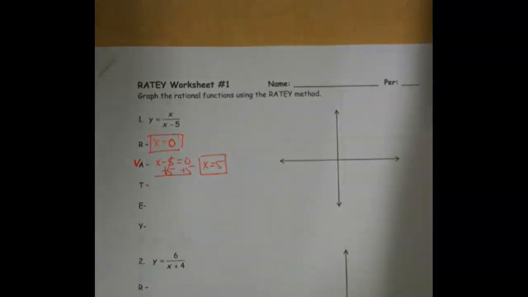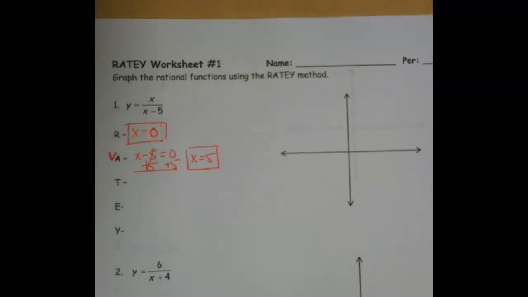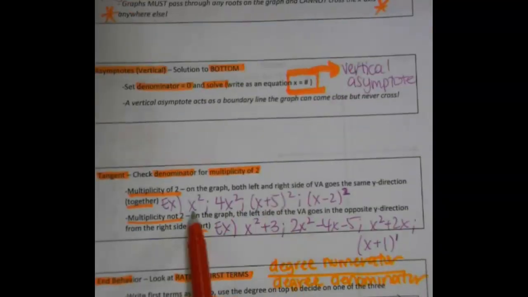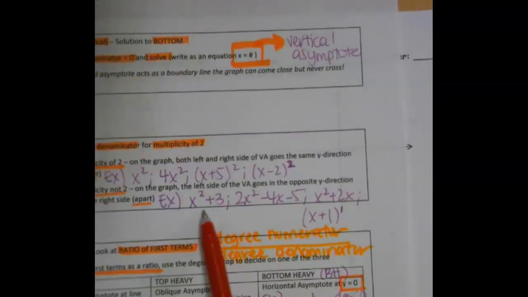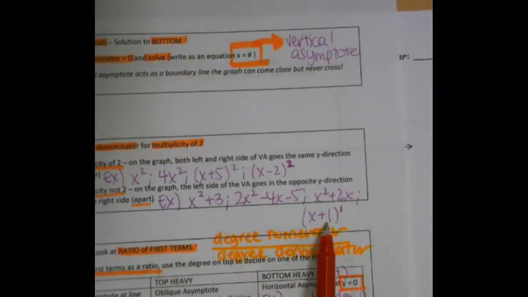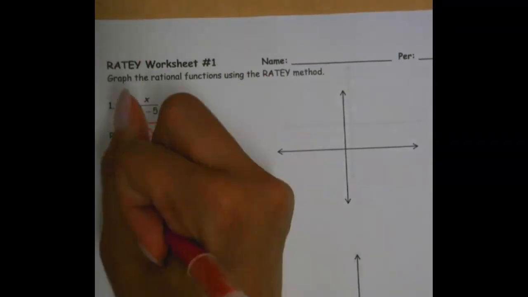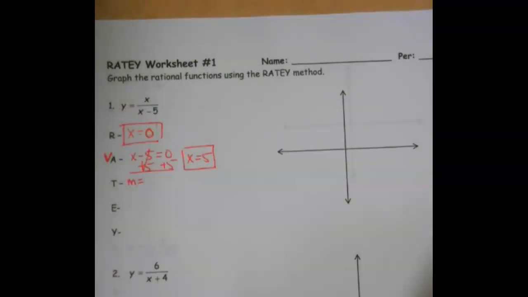Next part, Enya, how do I determine the tangent? What do I need to look at? The multiplicity, specifically where? Numerator or denominator? Denominator. We're looking in your denominator to check to see if it has a multiplicity of 2. So remember, guys, these are examples of multiplicities of 2's. These are not examples of multiplicities of 2's. So, Enya, for this question, x minus 5, what's the multiplicity? Is it 1 or 2?